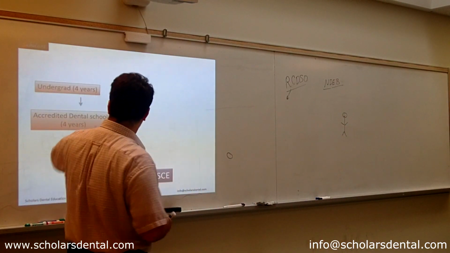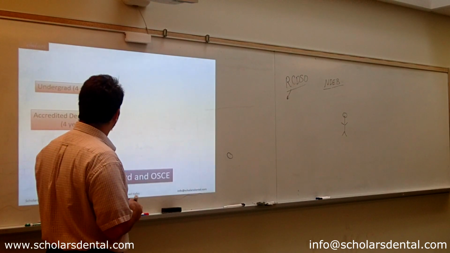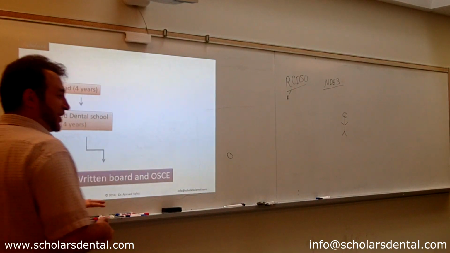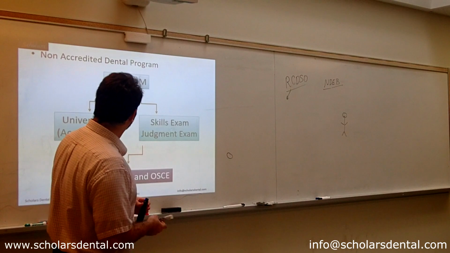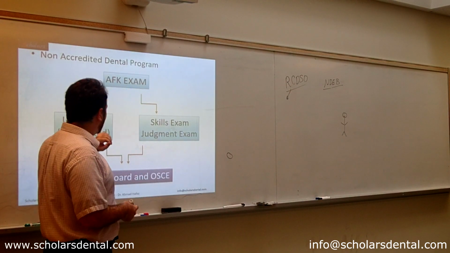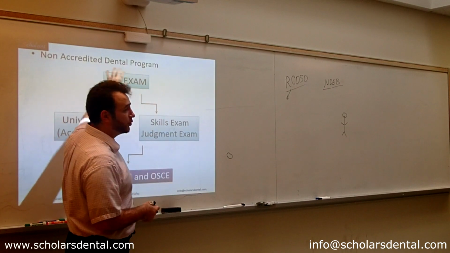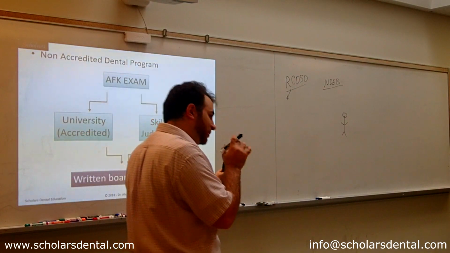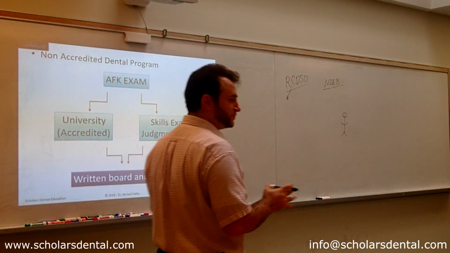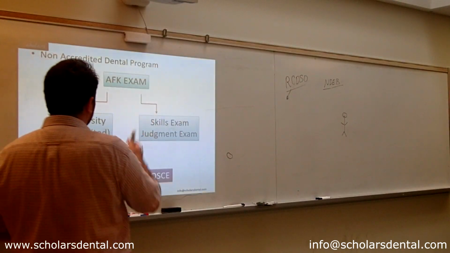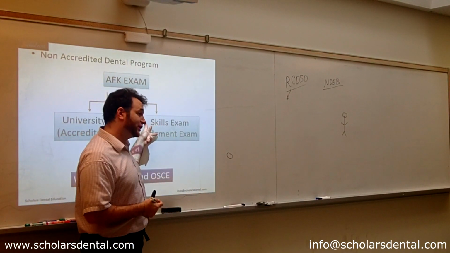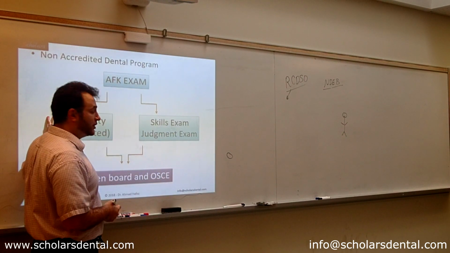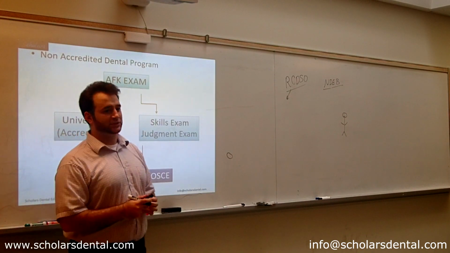So once they're done, they can get to the written board and OSCE. Now, for people who are not accredited, first you have to do the AFK exam. Then you have two paths. You always start with the AFK. I think the AFK is your step into the process, so it's the most important part. Once you're done with the AFK, you have two paths. Either you do the two other exams, skills and judgment, or you go to university and get accredited. Either way will get you to those board exams.